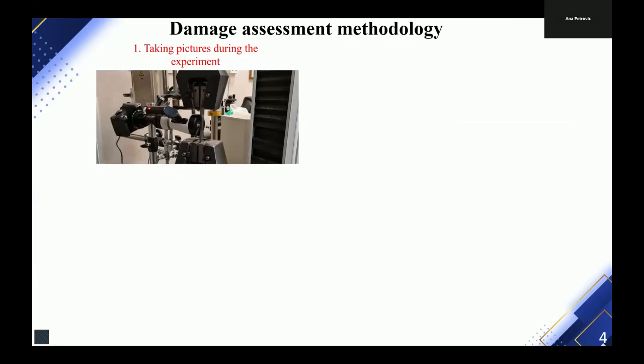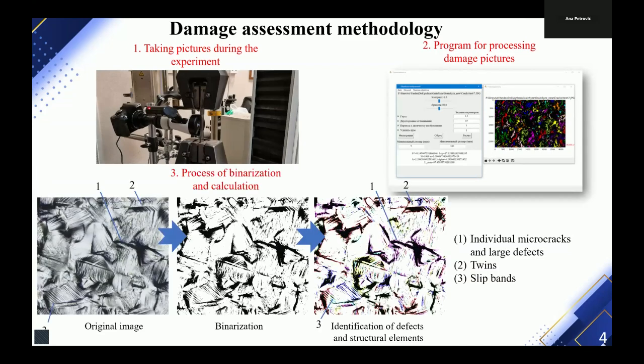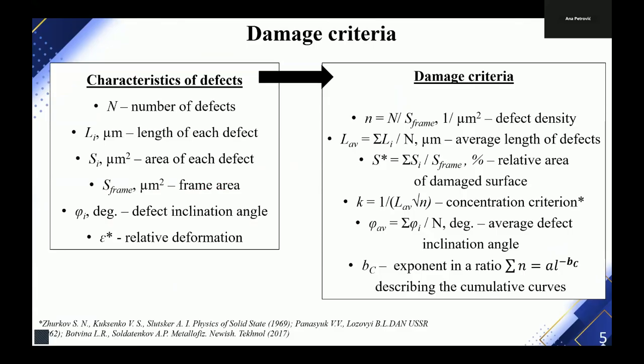First of all, we take some pictures during the tension of our specimen after cyclic degradation. We use a special program to process our damage patterns. It includes taking the original image, the process of binarization, and the process of identification of defects and some structural elements. After the identification of defects, we calculate some characteristics, for example, number, length, area, frame area, defects, inclination angle, and some relative deformation. It's a characteristic of our static test.